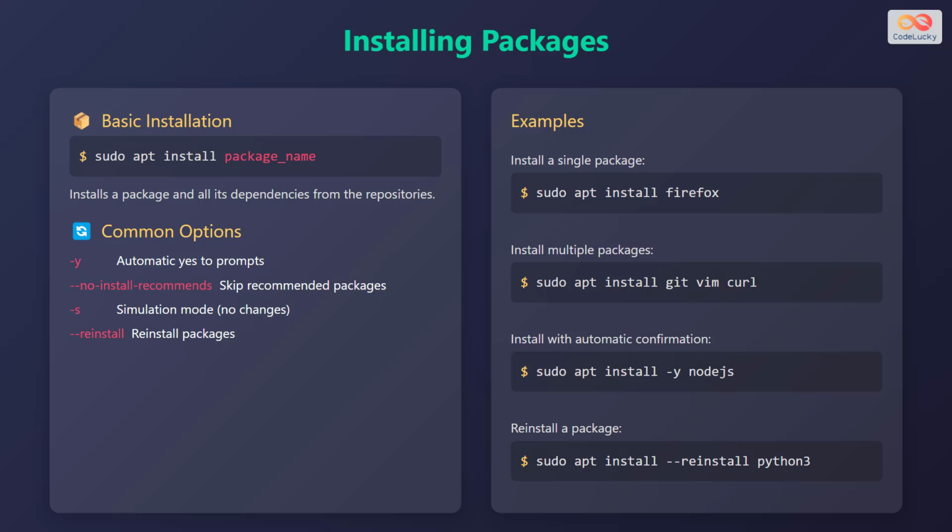Here are some practical examples of how to use these commands. To install a single package such as Firefox, you would use the command sudo apt install firefox. To install multiple packages such as git, vim, and curl, use sudo apt install git vim curl. To install a package with automatic confirmation, such as nmap, the command would be sudo apt install -y nmap. To reinstall a package like Python 3, the command is sudo apt install --reinstall python3.